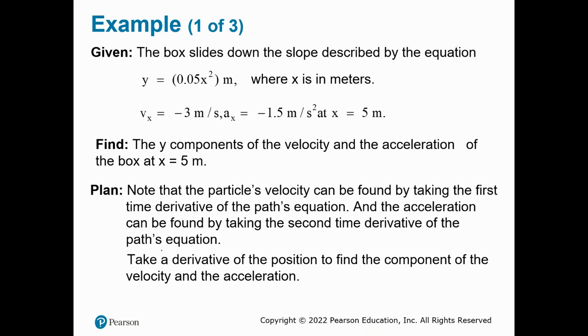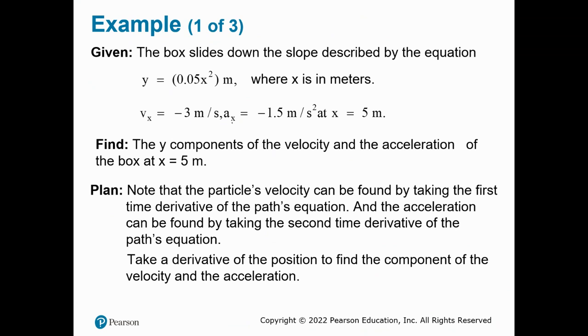Let's take a look at two examples together. Example number one: I have a box sliding down a slope described by the equation y = 0.05 x squared in meters, where x is in meters. So in other words, y is a function of x. And I know vx, the x component of the velocity, is -3 meters per second.